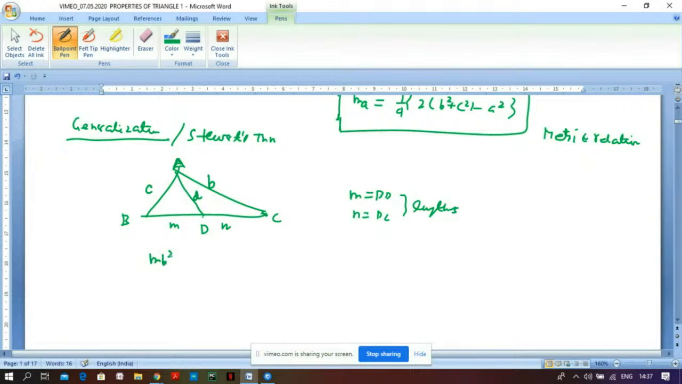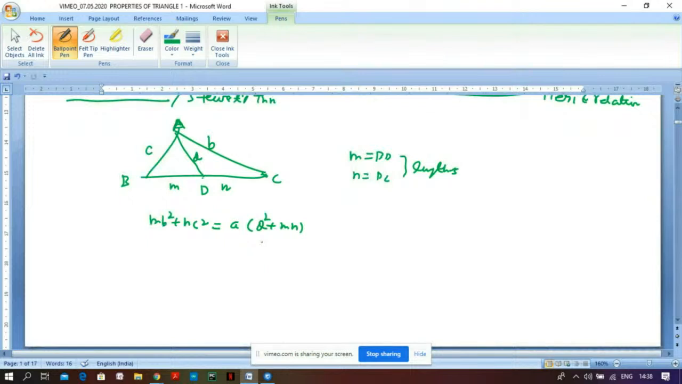So the theorem says MB squared plus NC squared, the opposites, just like AB squared, equals A times D squared plus MN. Then you can calculate D in terms of A, B, C, and M and N. Here AD is a cevian. It is spelled c-e-v-i-a-n, but pronounced Chavian or Chevian, or sometimes Cevian, but the preferred one is Chavian. So MB squared plus NC squared is A times D squared plus MN, and I can find D in terms of A, B, C, M, and N.